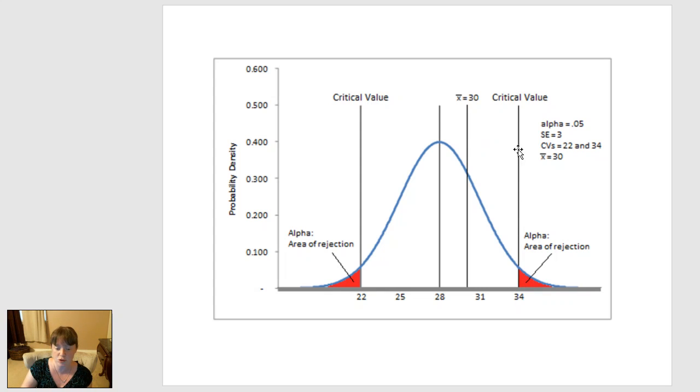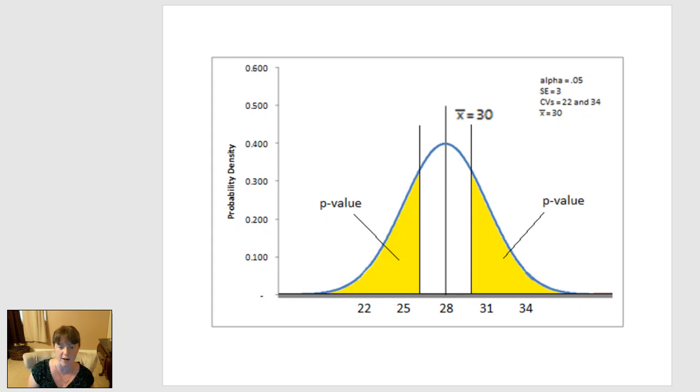And if we look at what our two critical values are, we see we have a critical value here of 34. We have another critical value here at 22. 30 was not bigger than the critical values. It did not fall in the area of rejection, and p was greater than alpha. So we're going to fail to reject the null hypothesis. Fail to reject the null hypothesis.